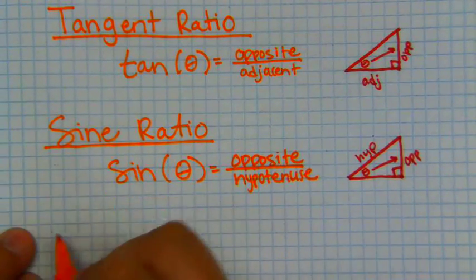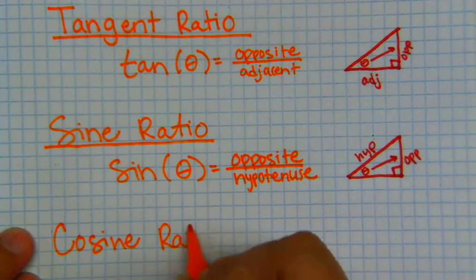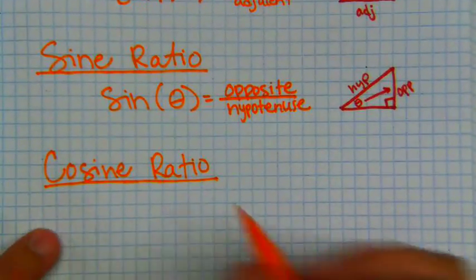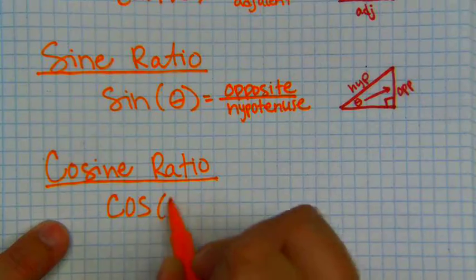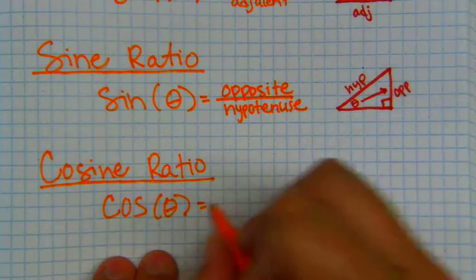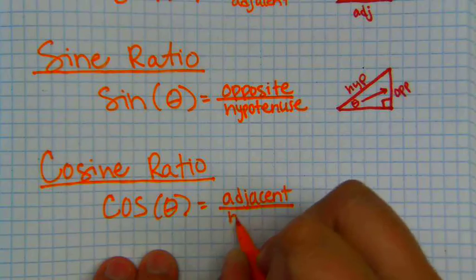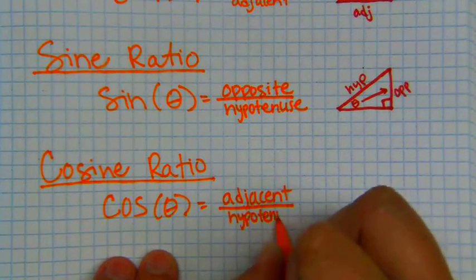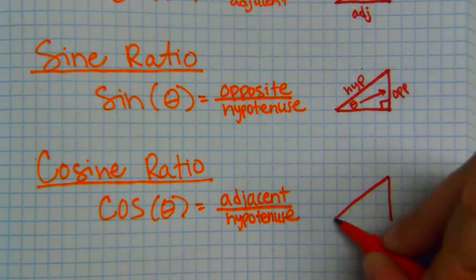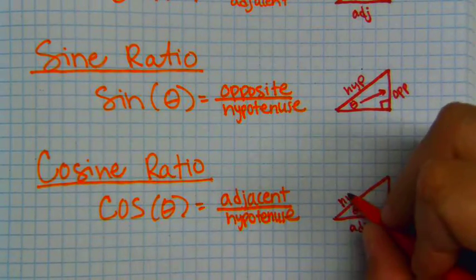And the last one we're going to have is the cosine ratio. Which we write as cos of theta. That does not say cos theta, that says cosine theta, which is adjacent over hypotenuse. Adjacent, hypotenuse.